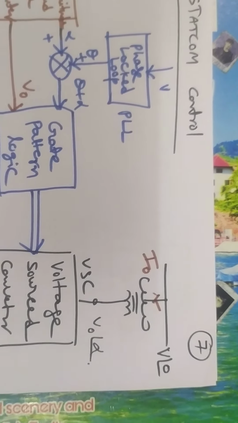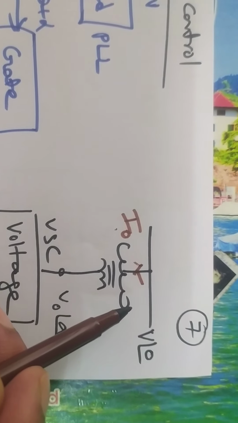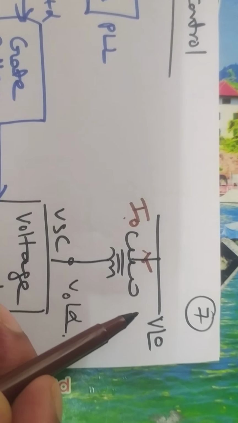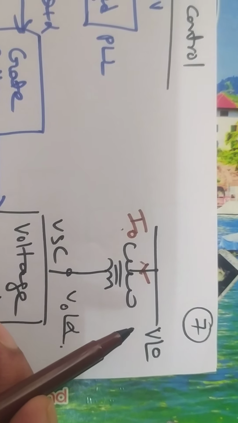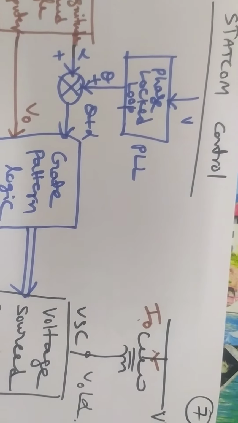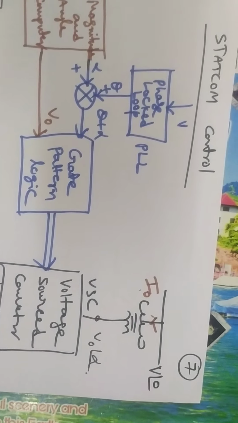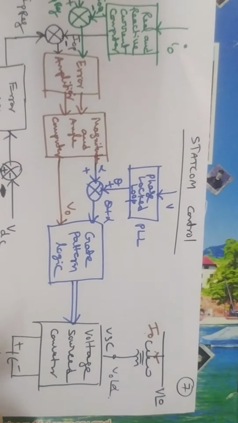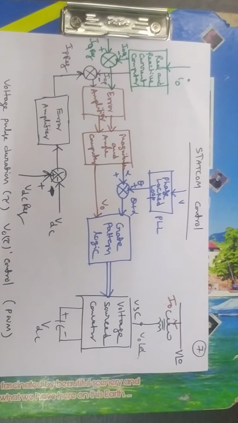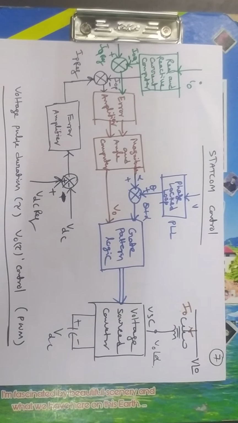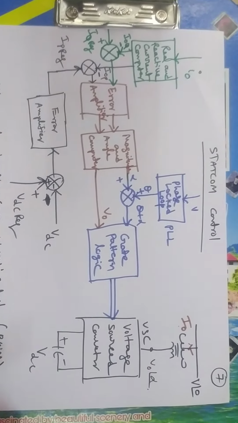So that based on V and I0, angle as well as magnitude, you can define the required reactive power magnitude as well as type of reactive power, either it is lagging or leading reactive power. So this is the STATCOM control circuit, including the IP reference obtained from the VDC loop.